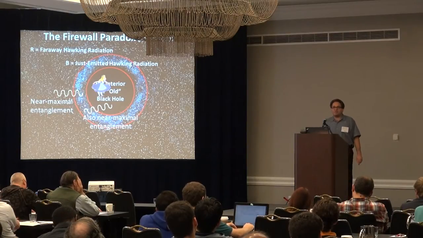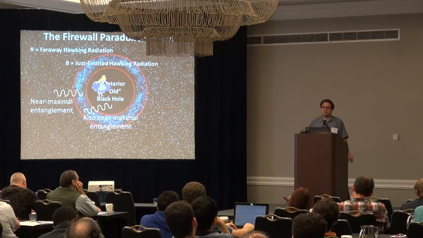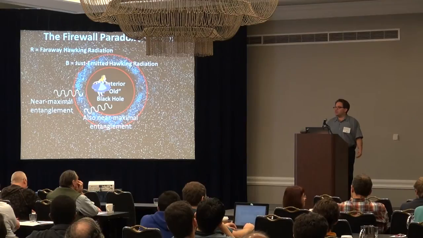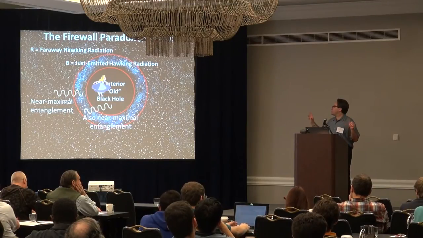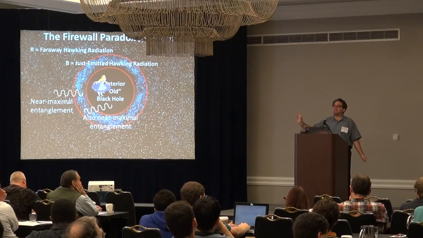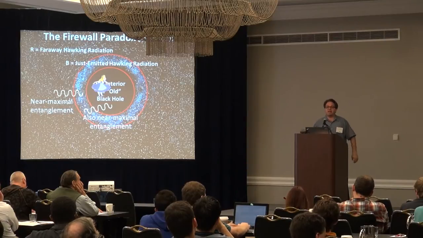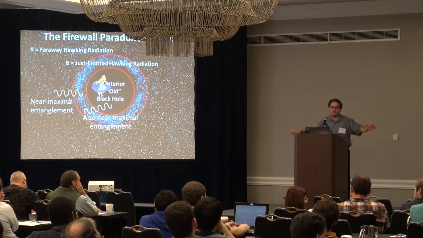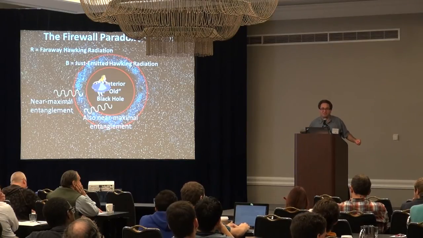But now we have a problem, because now Alice would observe a violation of the monogamy of entanglement. We've predicted that she has to be able to measure the same qubit as being maximally entangled with two other qubits. And this is not just some thought experiment, this is what Alice actually sees as she jumps in.